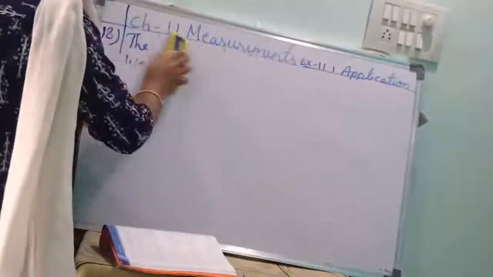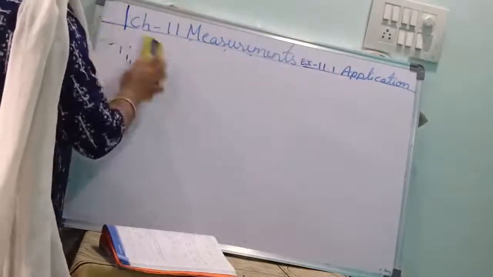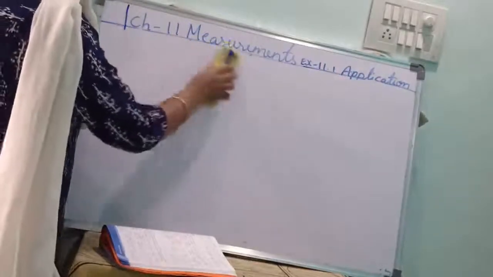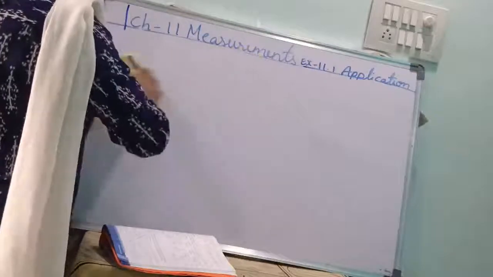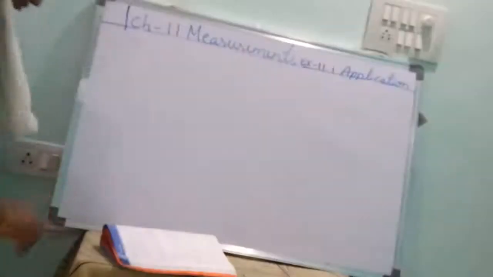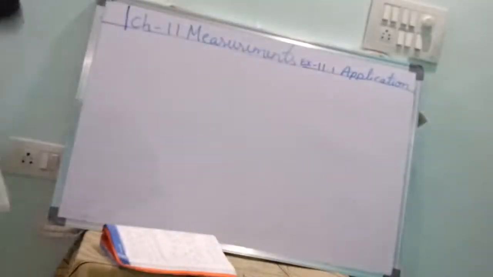You should read the question properly and understand it. Then only you can do the sum. Otherwise, you can't. That's why please practice reading. Always read the questions first, then understand them. Automatically you can do it.